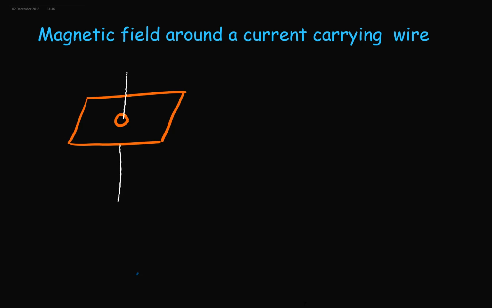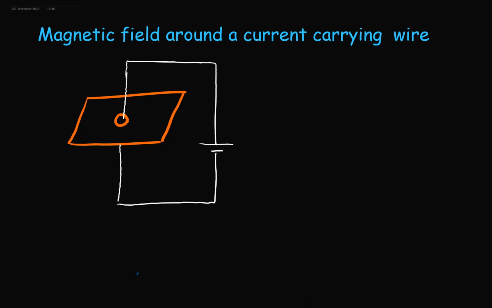is passing through this hole, and if I connect the wire to a source of electrical energy, okay, so what's going to happen is there's going to be a current in the wire, okay, and what will be the direction of the current?